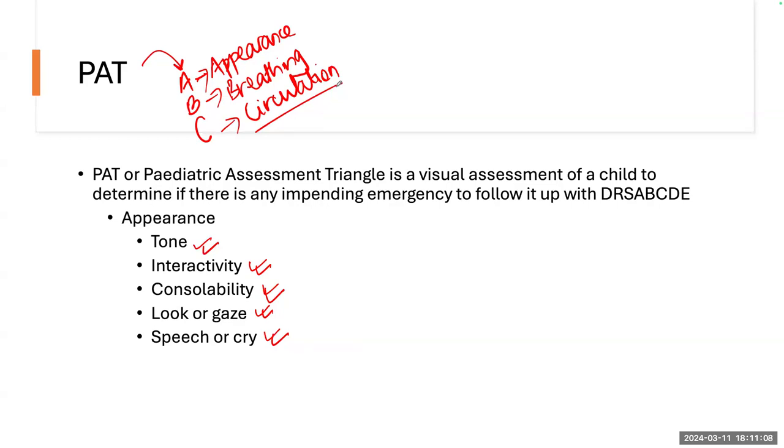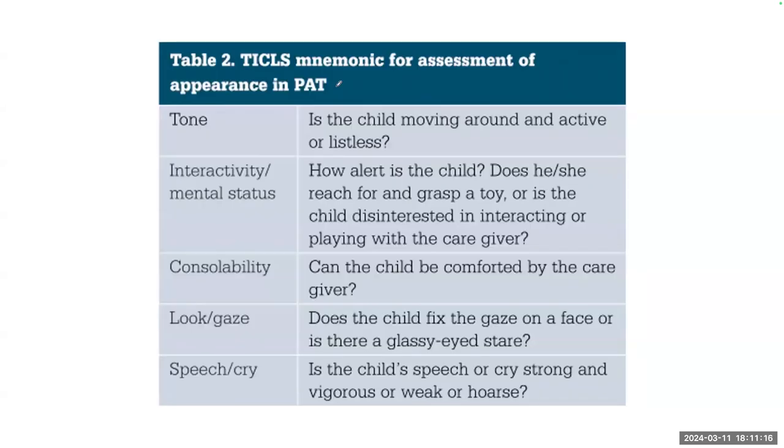So the first part is the appearance. In the appearance, we are looking at the TICLS, which includes tone, interactivity, consolability, look or gaze, speech or cry. And what we do there, in the tone, we are checking if the child is moving around and active or listless. So we are trying to see if the child is active or not, and if the child is moving around or not. We expect any young child to be active, moving around, doing things.